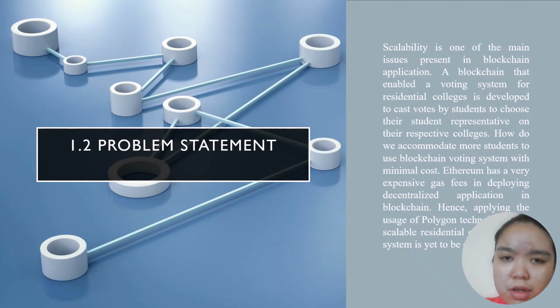The problem statement highlights the scalability issues that are present in blockchain with regard to Ethereum, positioning Polygon technology as a solution to solve Ethereum's weaknesses in order to create a scalable residential college voting system.